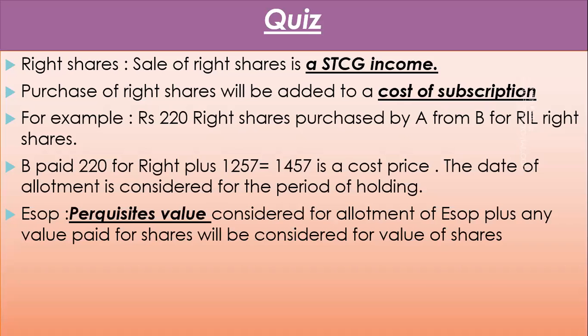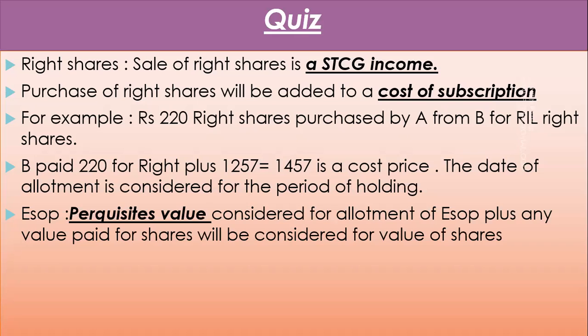Right shares. Right shares is always a short-term capital gain. For example, the date on which I was entitled for a right share, say for example RIL, that would be the date, and the value which I have to pay for the right share will be considered as a cost.